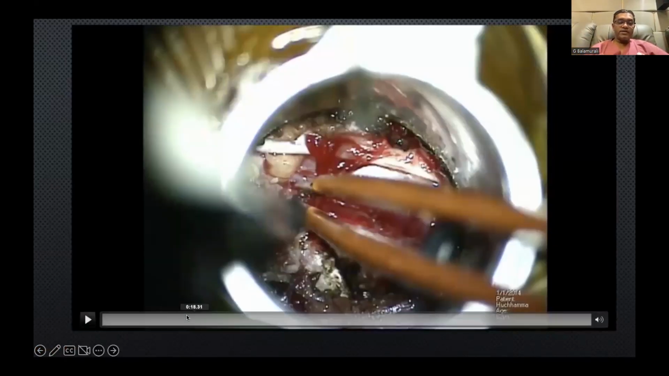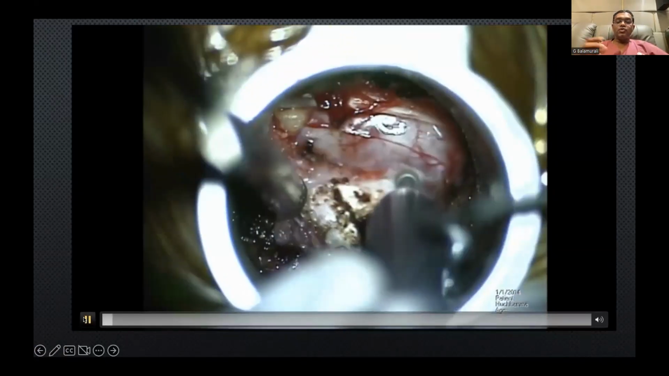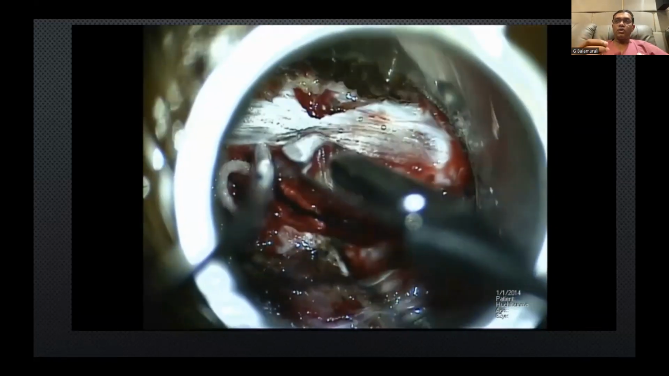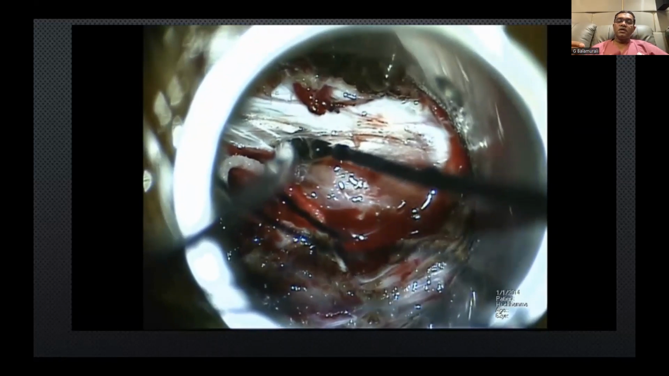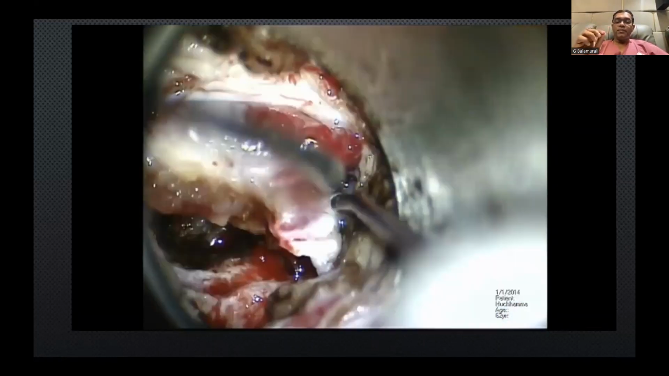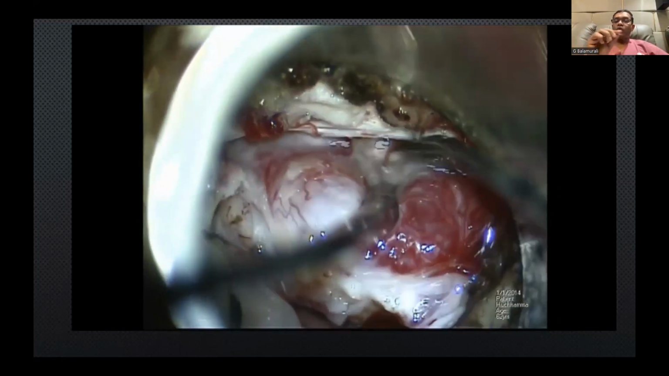And here is the case where there are two components in this. There's an intradural component, and then there is an extradural component that is going outside. So it's a dumbbell-shaped neurofibroma. The first thing is my tube is pointing towards the medial part, which is the intradural part of the tumor. So I am very slowly, I've opened the dura.